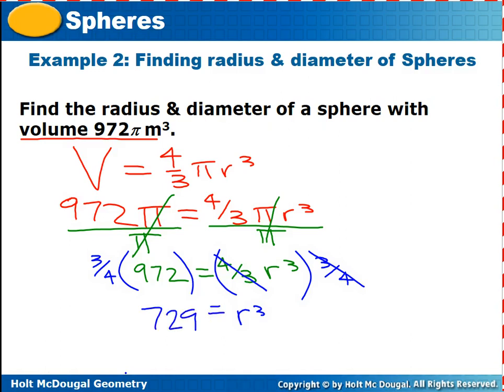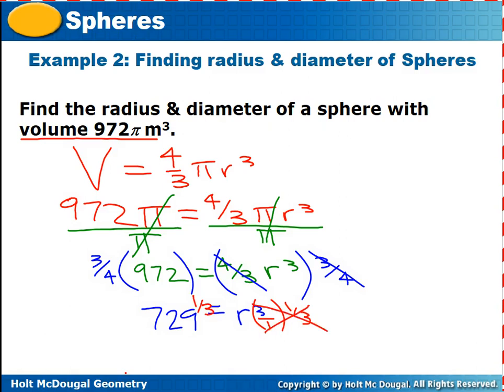Now this next part is us getting rid of that cubed symbol. We know that 3 is the same as 3/1, and we know the reciprocal of 3/1 is 1/3. So we're going to take this to the 1/3 power, and we're going to take this to the 1/3 power. So now that gets rid of that exponent over there.